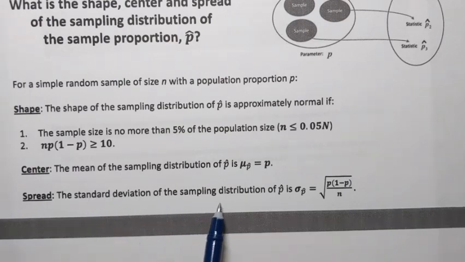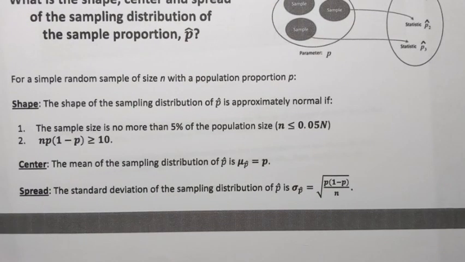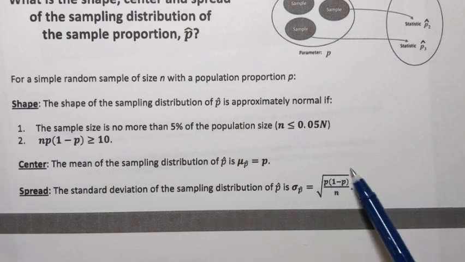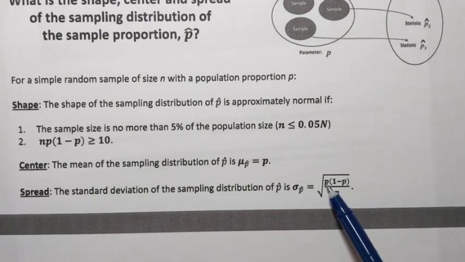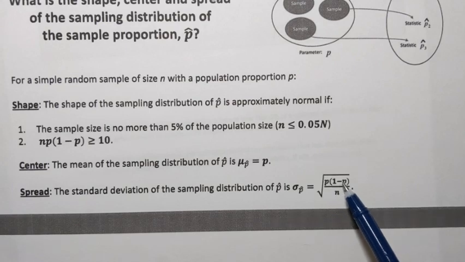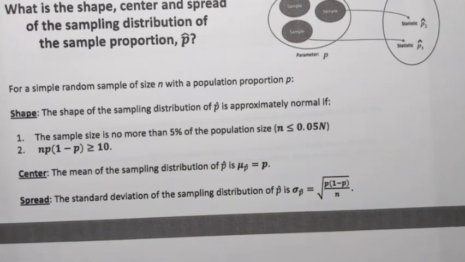And then finally the spread, we measure using standard deviation, right? So the standard deviation of the sampling distribution of p hat, sigma p hat, is going to be found by using this formula. It's the square root of p, which is the population proportion, times 1 minus p, divided by sample size n. This is all inside the square root.